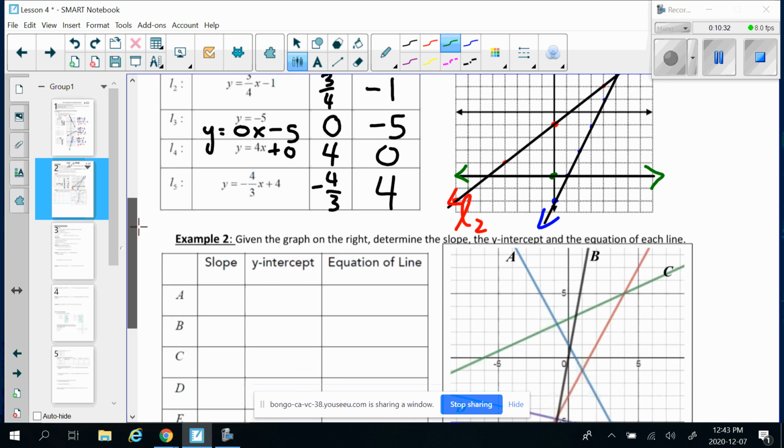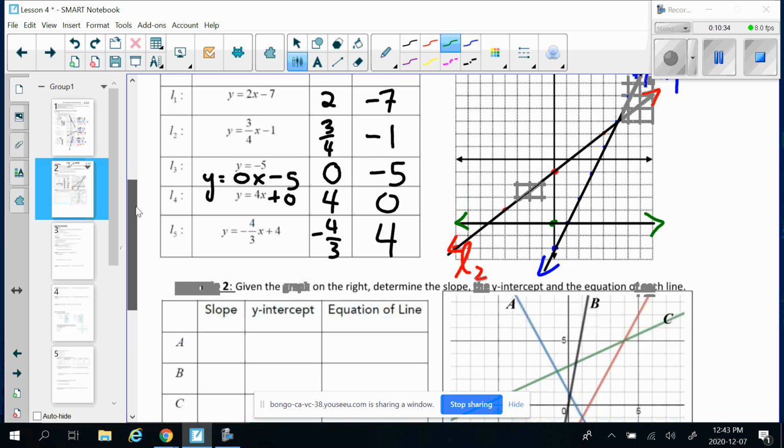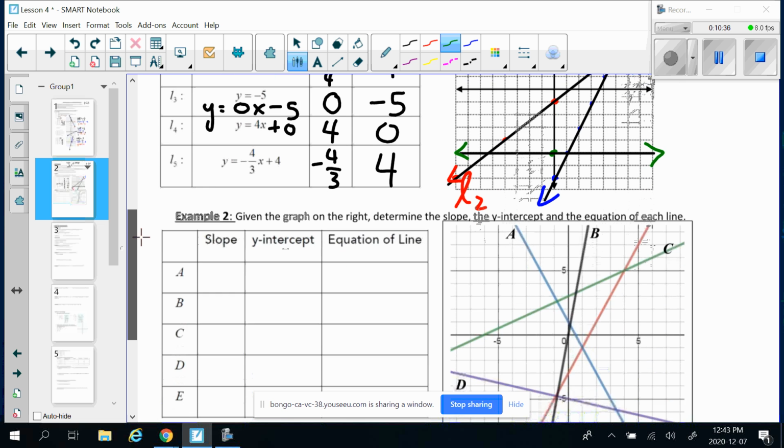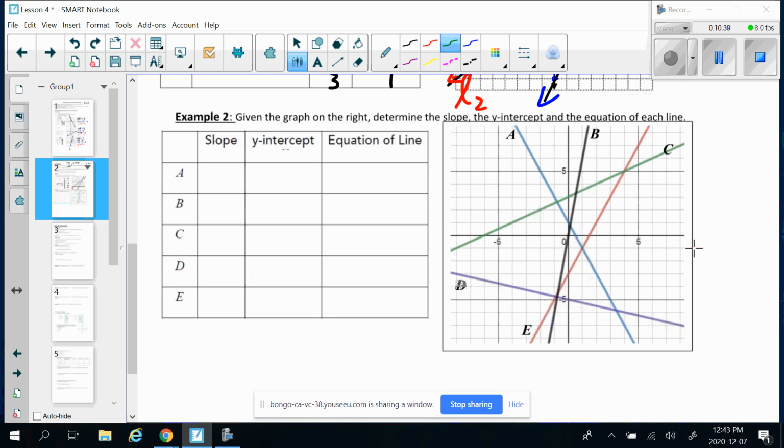So what if they give us the picture? I'm not going to draw the rest. I'm sure you could figure it out. What if they give us the picture and then they want us to come up with the equation? So let's go to line A over here.